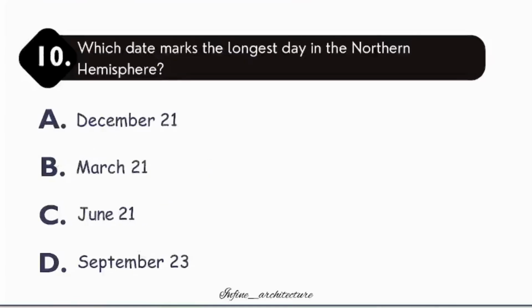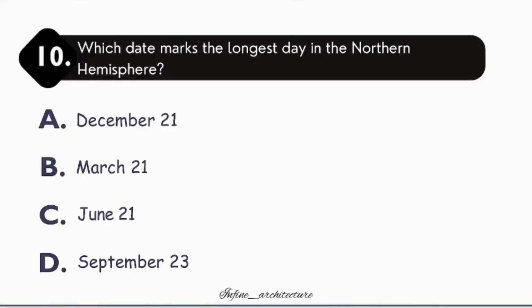Next question, question number 10. Which date marks the longest day in the northern hemisphere? So we are talking about the longest day and the shortest night. The options are A December 21st, option B March 21, option C June 21, option D September 23.